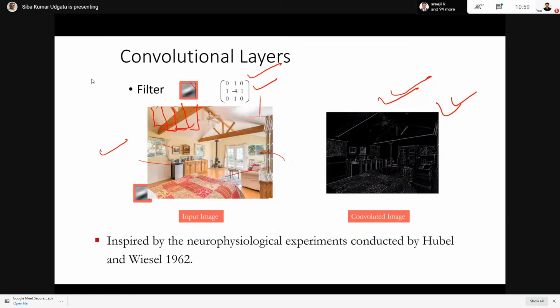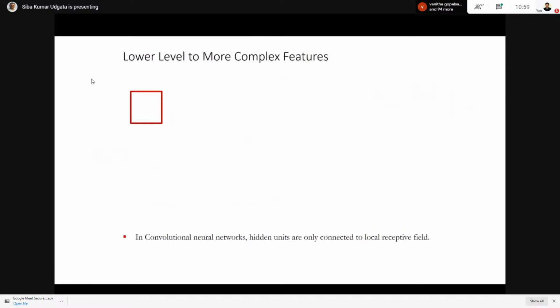Okay. So how do I do this? In fact, there is a paper by Wissel in 1962. He published a paper on how the human neurophysical system works. He conducted the experiment and showed how it works. Based on that 1962 paper, people now using CNN or deep neural algorithms develop this.